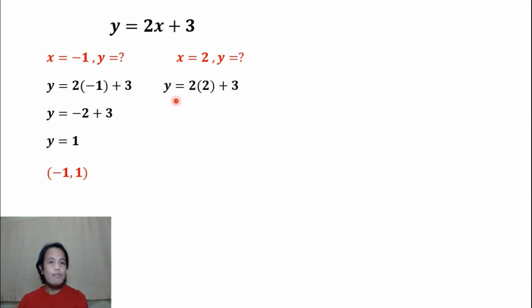So we will have y equals 2 times our x, which is 2, then +3. 2 times 2 is, of course, 4, plus 3 is equal to 7. So for this equation, if x is +2, our y is equal to 7. So our ordered pair would be x is 2 and y is 7. So that is 2 and 7. So these are now the 2 points we need in order for us to plot the graph of this equation.